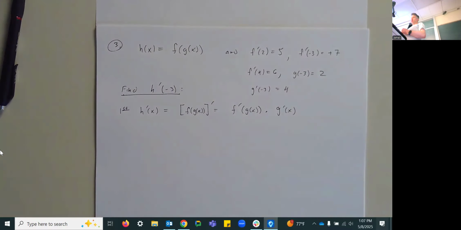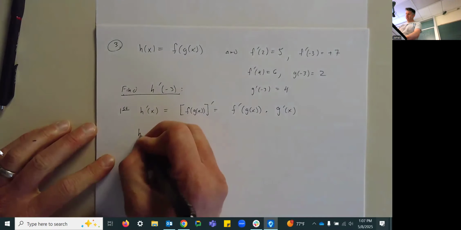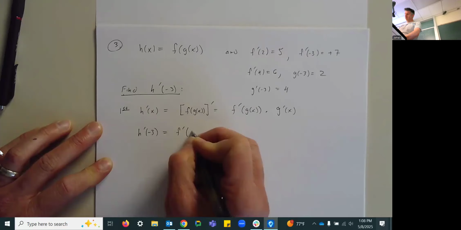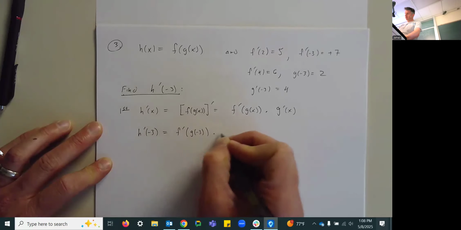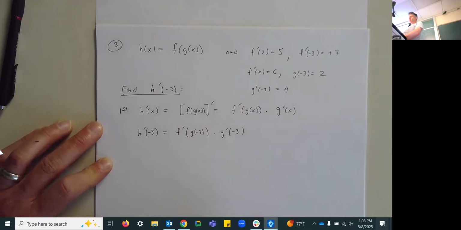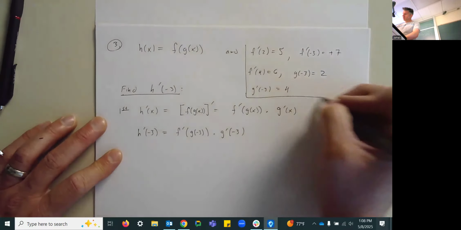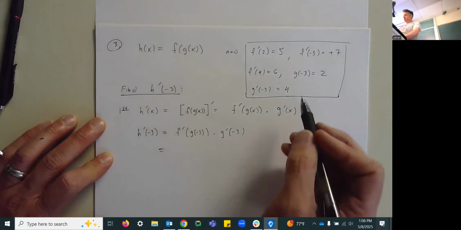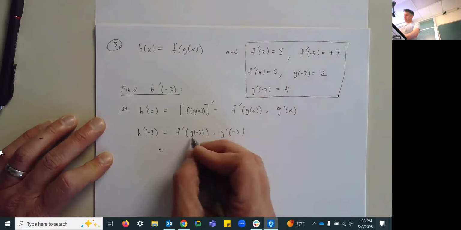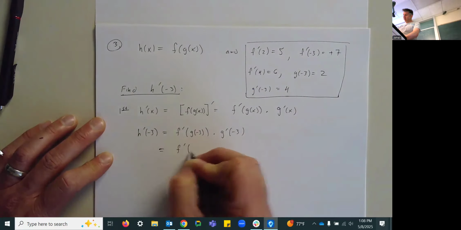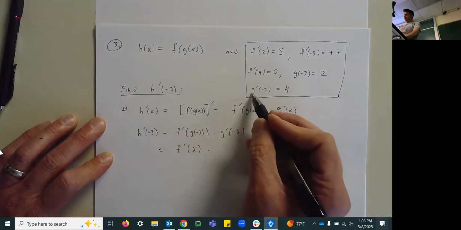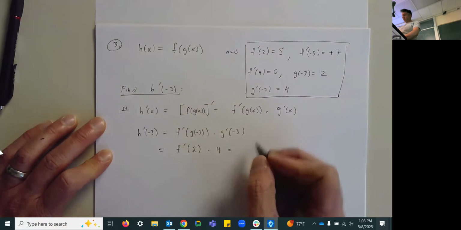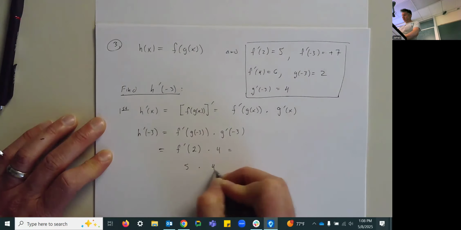And now I'm going to plug in negative 3. So I have h prime of negative 3 equal to f prime of g of negative 3 times g prime of negative 3. And now I start looking at what's given to me so I can start replacing things with numbers. So g of negative 3 is equal to 2. So this part here is going to become f prime of 2. And g prime of negative 3 is equal to 4. And then f prime of 2 is equal to 5. That's going to be 5 times 4, which is 20.